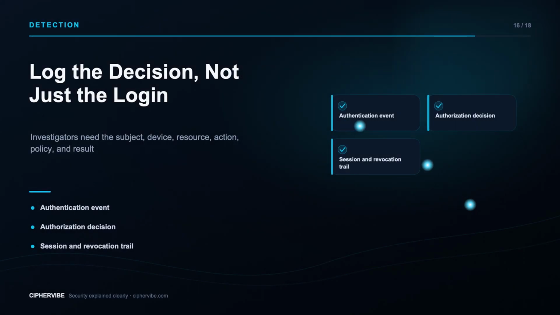A login log is only one piece of the story. Record the subject, device context, resource, requested action, policy version, decision, enforcement result, step-up event, and revocation. Use privacy-aware retention and safe identifiers. Detection improves when identity evidence is joined with endpoint, application, data, and network telemetry.